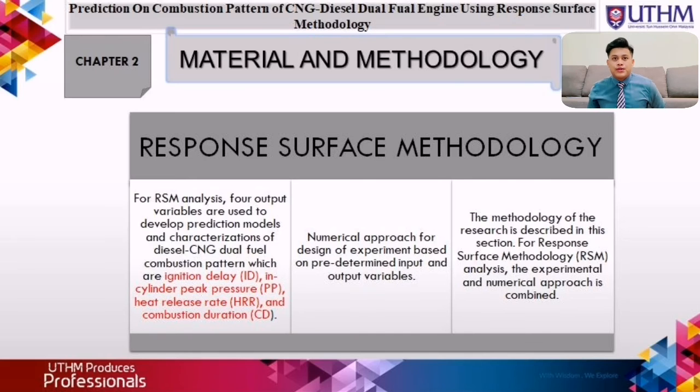Then I proceed to Chapter 2, which is materials and method. In this chapter, for the response surface methodology analysis, the experimental and numerical approaches are combined. The numerical approach is for design of experiment based on predetermined input and output variables. Experimental work is then carried out on the basis of steady-state dynamometer testing for diesel and dual fuel mode. For RSM analysis, four output variables are used to develop prediction models and characterization for diesel CNG dual fuel combustion pattern, which are ignition delay, instantaneous peak pressure, heat release rate, and combustion duration.